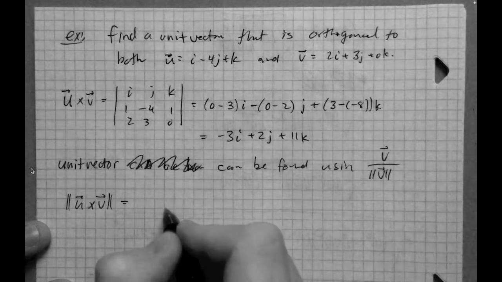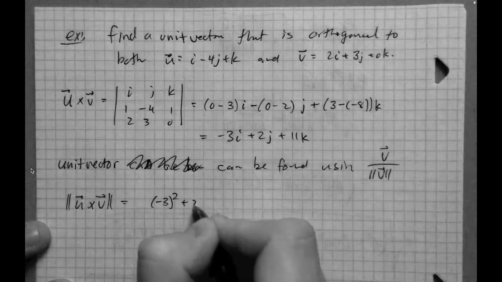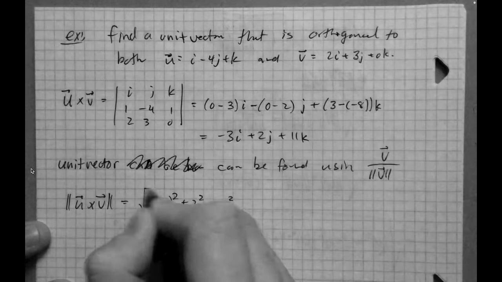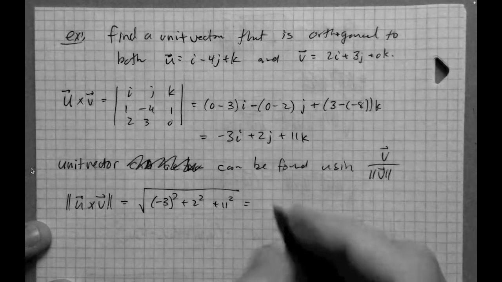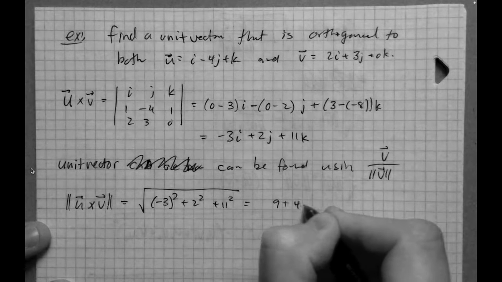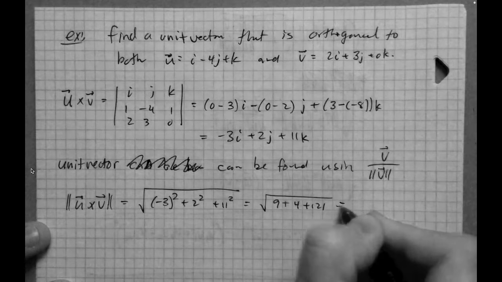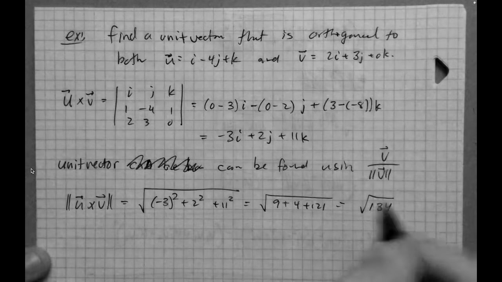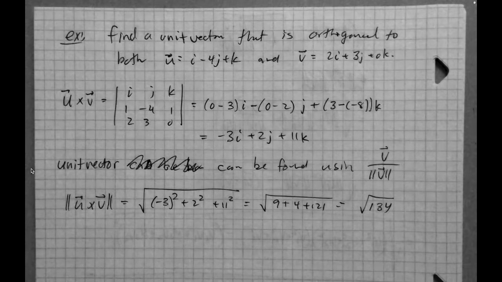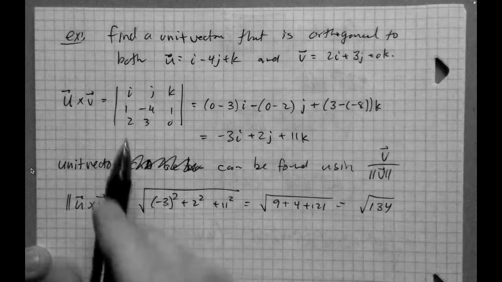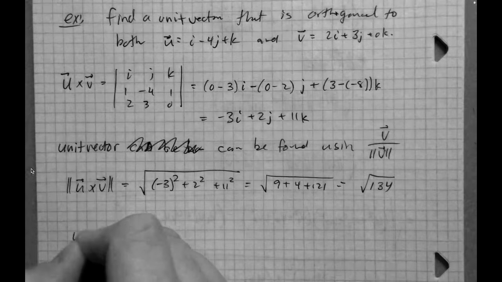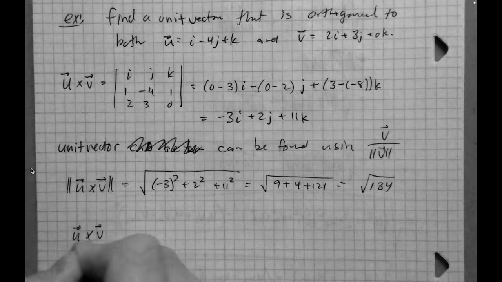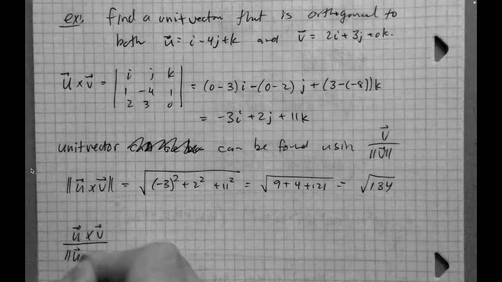All right, that's going to be -3 squared plus 2 squared plus 11 squared, square root of that. And we get 9 plus 4 plus 121, and we get 134, square root of 134. Okay, so not a nice, pretty easy number, but that is the length of u cross v. And so then an orthogonal unit vector would just be u cross v divided by its norm.